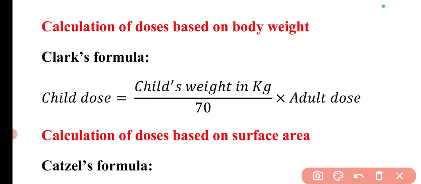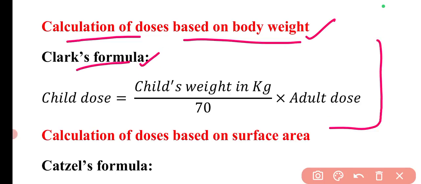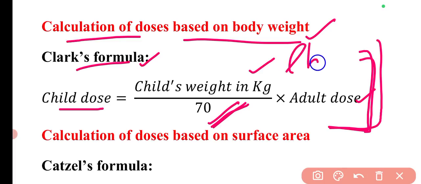Then next formula is the calculation of doses based on body weight. If you need to calculate the child dose based on body weight, then you can use Clark's formula, which is child dose is equal to child weight in kg divided by 70 multiplied by adult dose. So we may have a question like which formula is used to calculate the child dose based on body weight. That is Clark's formula. If the weight is given in lb, then you have to convert it to kgs and then find out the child dose.